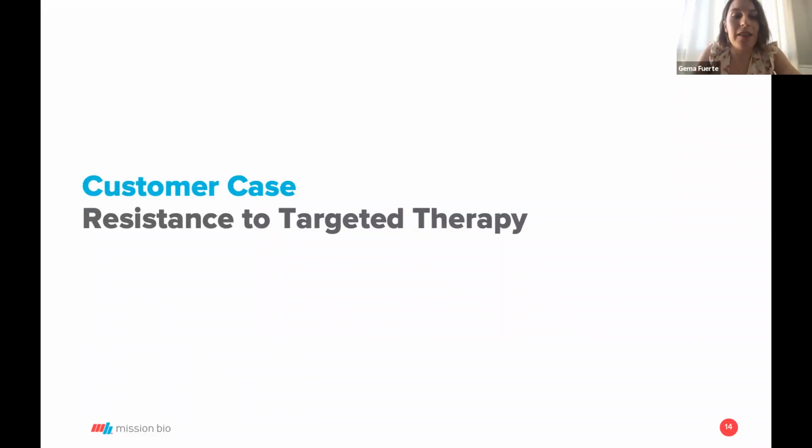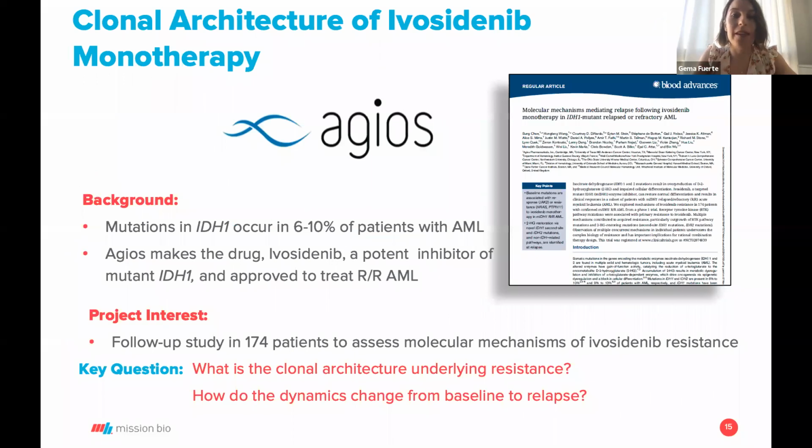So this is the resistance to targeted therapy. As I said, I'm very excited to be presenting this because it is the first time I show it. It's been recently published in Blood Advances. This is a paper from our customers called Agios, a pharmaceutical company in America that developed a drug called Ivosidenib, which is an inhibitor for IDH1.